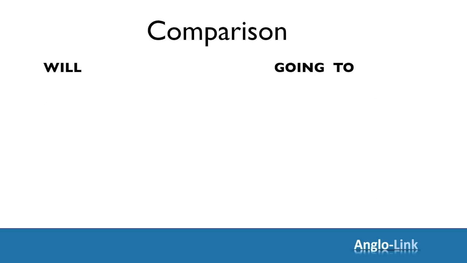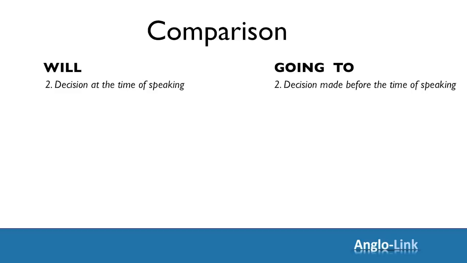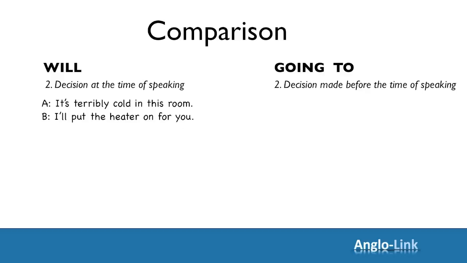Let's look at the second usages of the two tenses and compare them. Will was for a decision at the time of speaking, whereas going to was for a decision made before the time of speaking. Let's compare the examples. In the dialogue, someone said, "It's terribly cold in this room." And your reaction was, "I'll put the heater on for you."